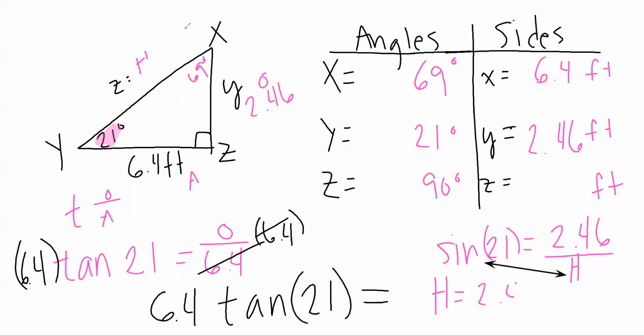h equals 2.46 divided by the sine of 21. So I'm going to type that into the calculator: 2.46 divided by the sine of 21, close, and I get approximately 6.86 feet. All right. I have all my measurements. I got all my degrees, all my side measurements, so my triangle is now solved. Let's do one more example.